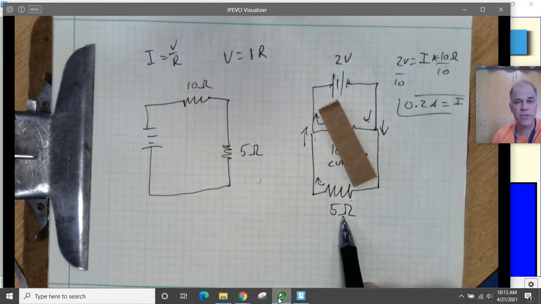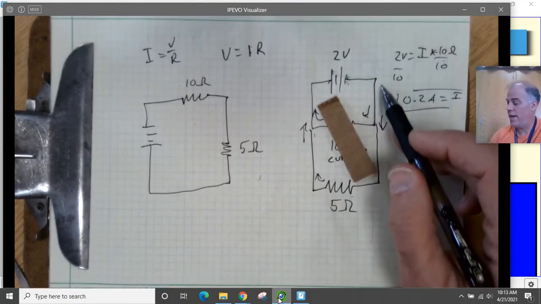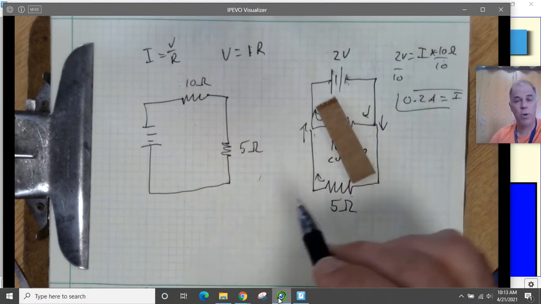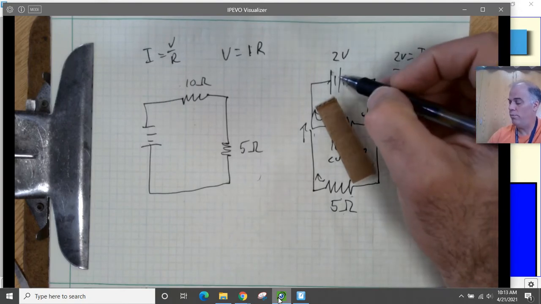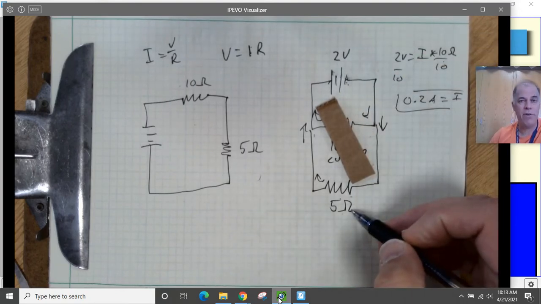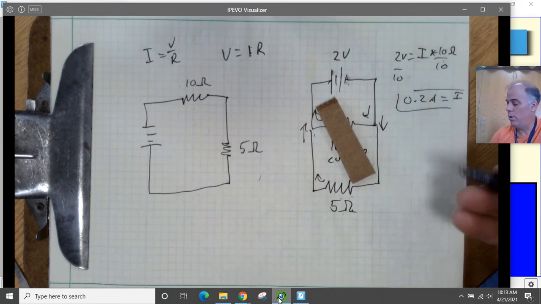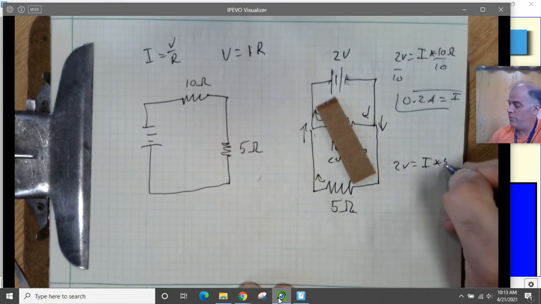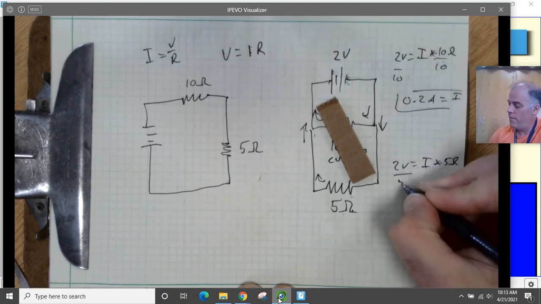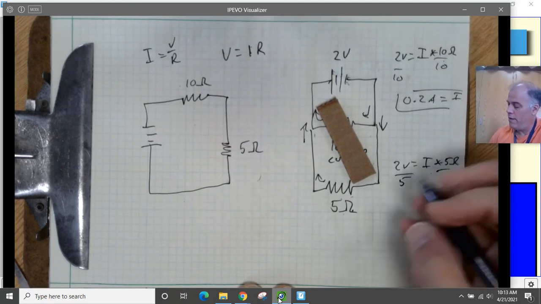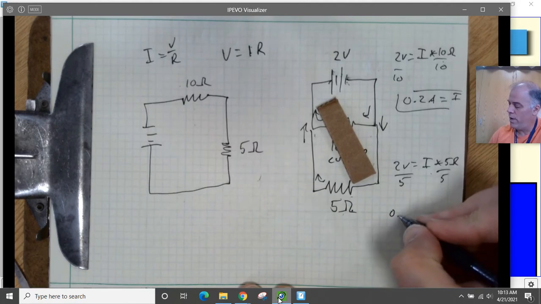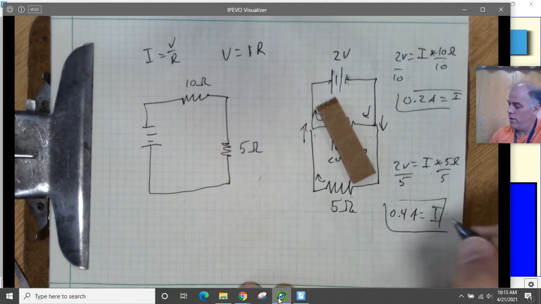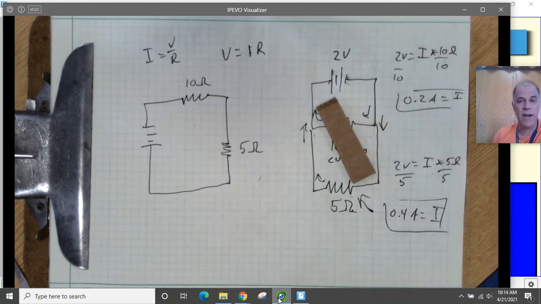As far as this resistor is concerned, the 5 ohm resistor, it's connected directly to the battery. It's the only thing that is soaking up that voltage. So we have a 2-volt battery driving a 5 ohm resistor, like a 5 ohm light bulb. So we do the same thing. 2 volts is equal to some current times 5 ohms. Divide both sides by 5, and we get, what is that? 0.4 amps is equal to the current flowing through this resistor right here.